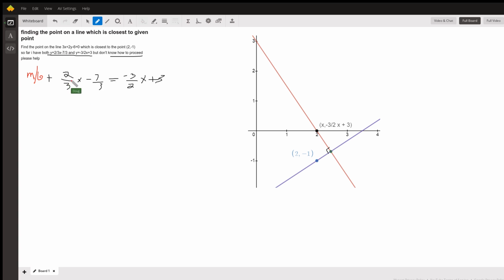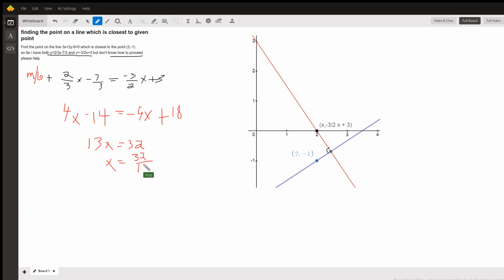And 6 times this first term gives me 4x. 6 times the -7/3 gives me -14. 6 times the -3/2 x gives me -9x. And 6 times the 3 gives me 18. So add 9x to both sides, add 14 to both sides, and x equals 32/13.